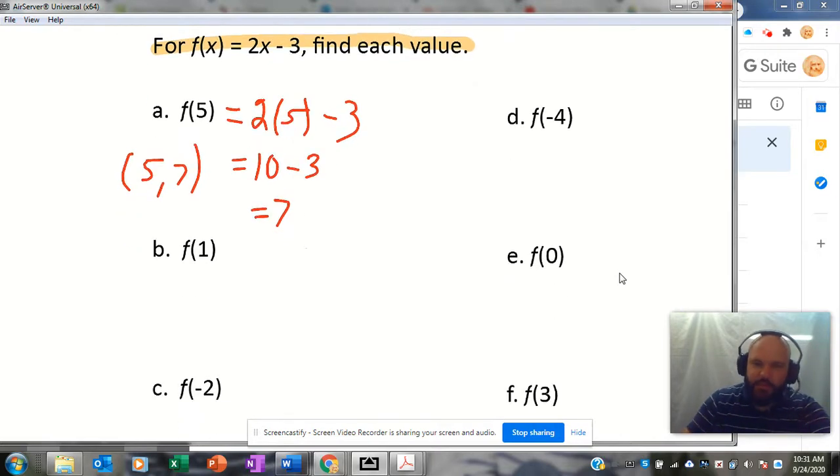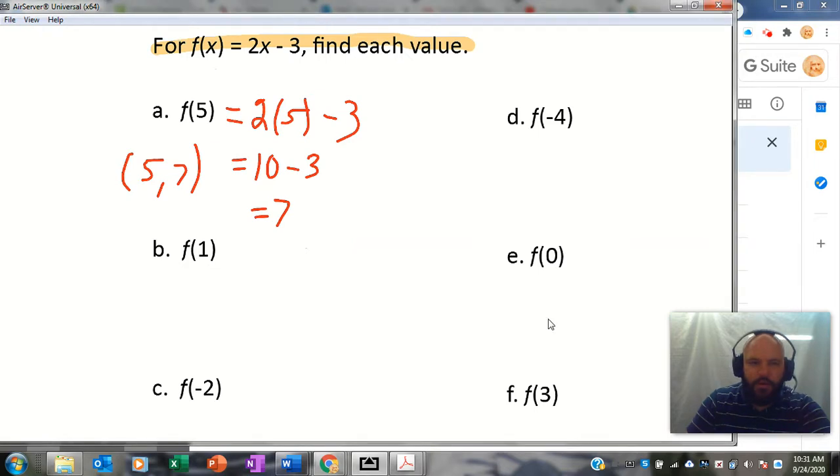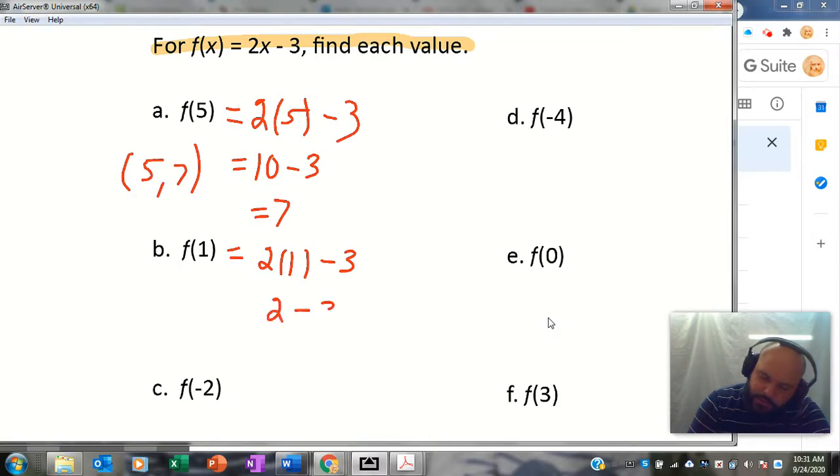Let's look at the next one. Part B, we want to do f of 1. I'm going to take my function again, 2 in place of x, I'm going to put a set of parentheses, minus 3. Then inside that parentheses, I'm going to put a 1. From there, I'm going to follow PEMDAS. 2 times 1 is 2, and then 2 minus 3 is negative 1.